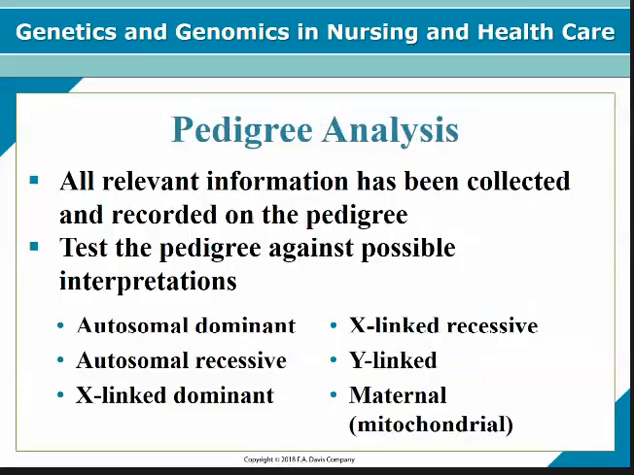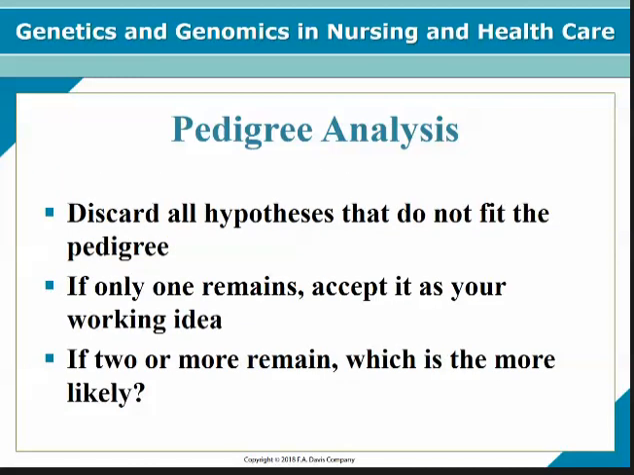So we're going to move on to pedigree analyses. With all relevant information collected and recorded in your pedigree, you can test the pedigree against possible interpretations, looking for autosomal dominant, recessive, or X-linked disorders just by looking at your pedigree. You want to discard all hypotheses that don't fit your pedigree, and if you have one that remains, that can be your working idea. If you have more than one that remains, you pick the one that would be most likely.